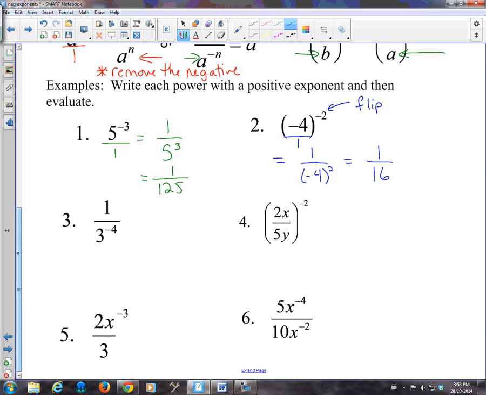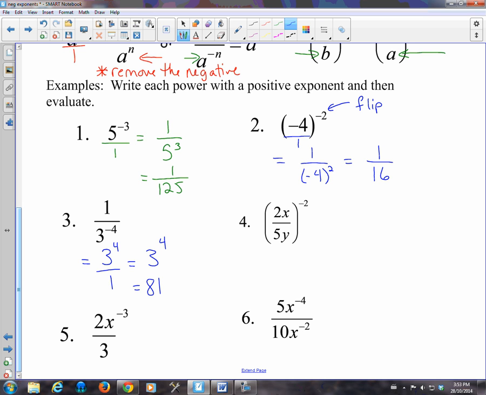If I start with a fraction, 1 over 3 to the negative 4, and I flip it around, I'll have 3 to the positive 4 over 1, and over 1 is just 3 to the 4, and 3 to the exponent 4 would be, oh, I did that wrong, not 27. 3 to the exponent 4 is 81.